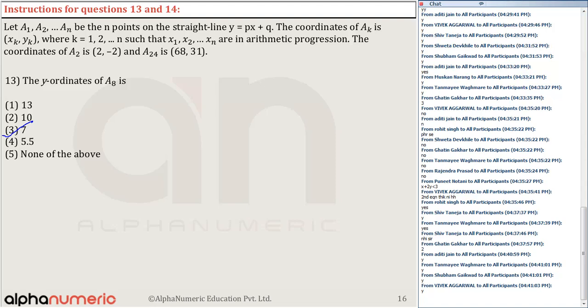चलो देखते हैं इसे. Let A1, A2 and till AN be the endpoints on the straight line y is equal to px plus q. The coordinates of AK are also in this one. ठीक है. X coordinates of these points are in AP. Yes or no? So A2, X coordinate is 2, ठीक है, and for A24, the X coordinate is 68, ठीक है.